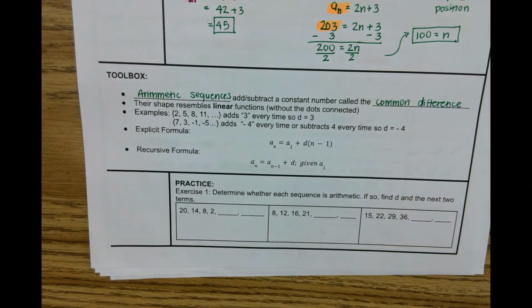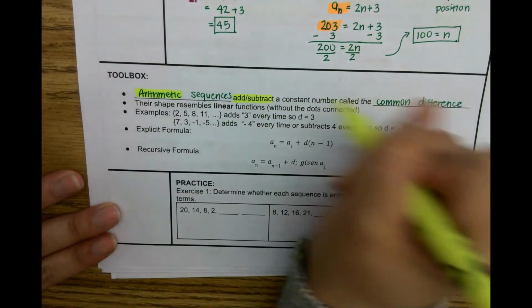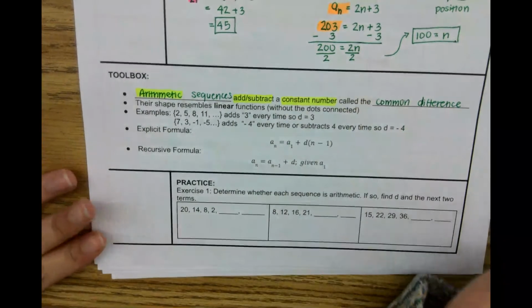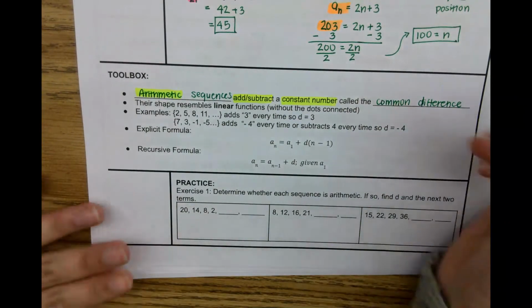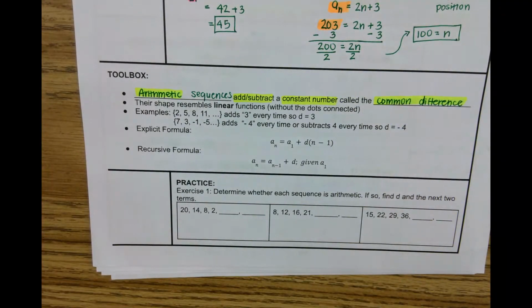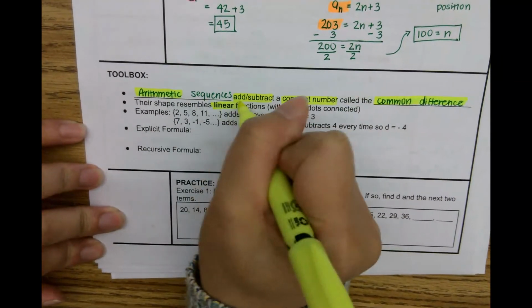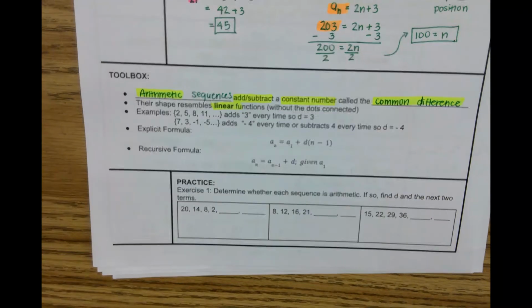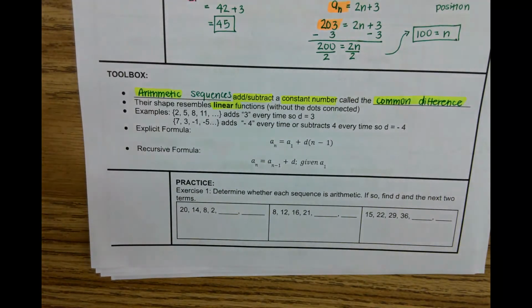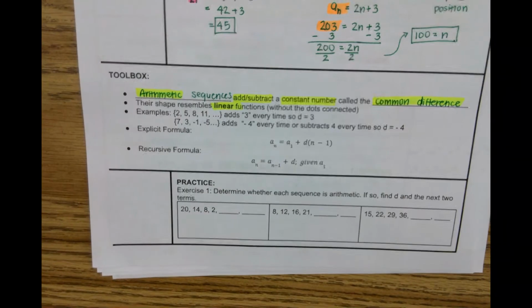So key thing here, arithmetic sequences, we add or subtract. It has to be the same number, okay? And this number is known as our common difference, okay? What we know is arithmetic sequences are related to linear functions, okay? I kind of talked about that last time when we did that example where I kind of talked about slope when it was consistently adding by 2, all right?